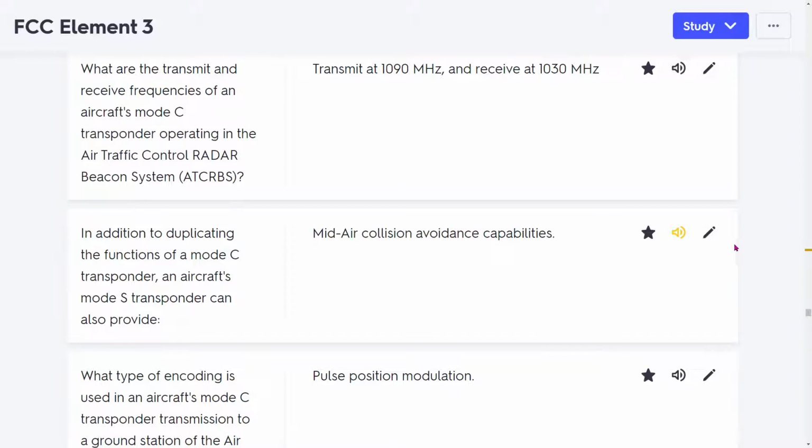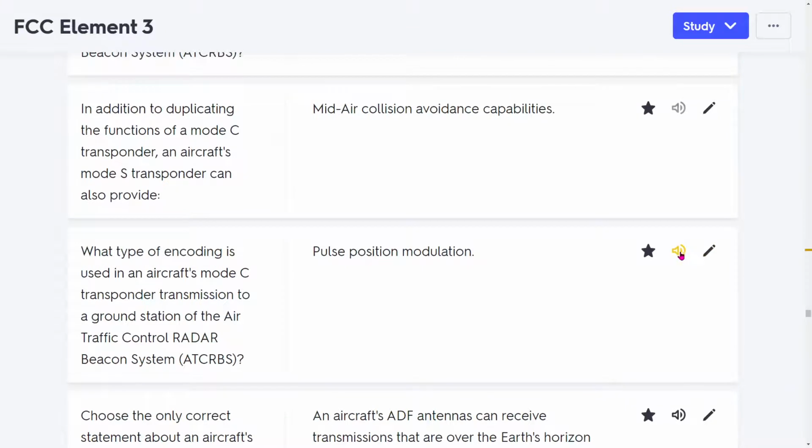In addition to duplicating the functions of a Mode C transponder, an aircraft's Mode S transponder can also provide mid-air collision avoidance capabilities. What type of encoding is used in an aircraft's Mode C transponder transmission to a ground station of the air traffic control radar beacon system? Pulse position modulation.